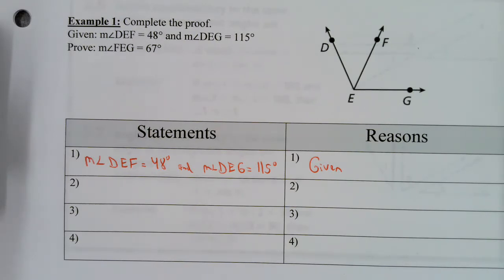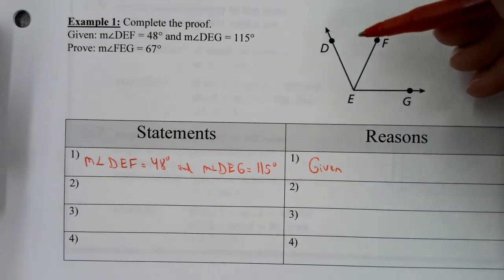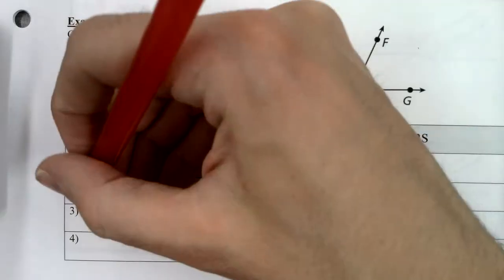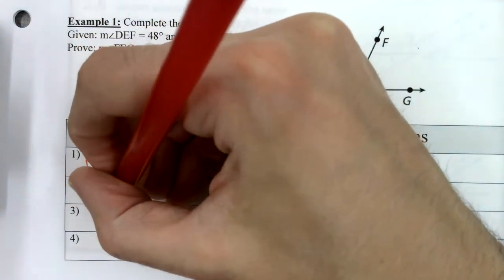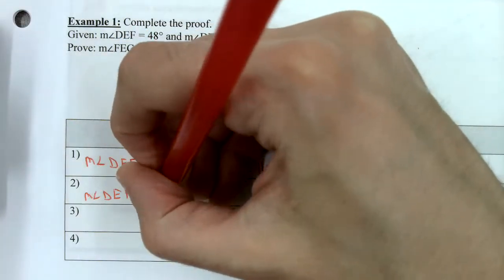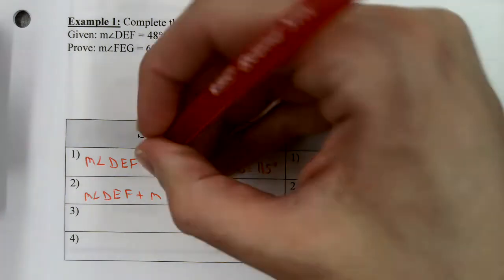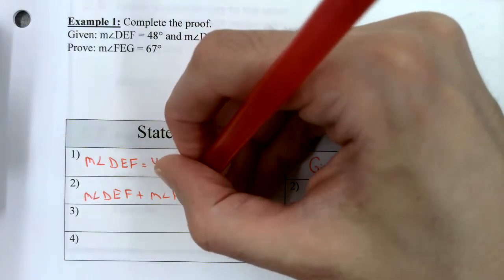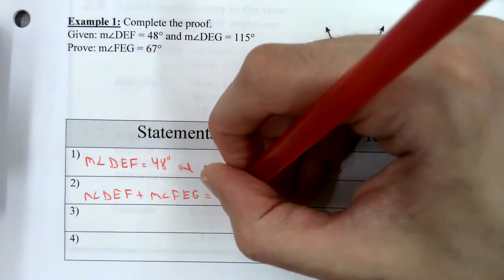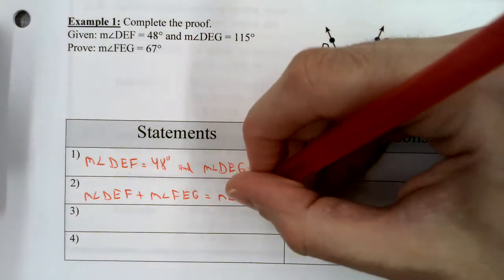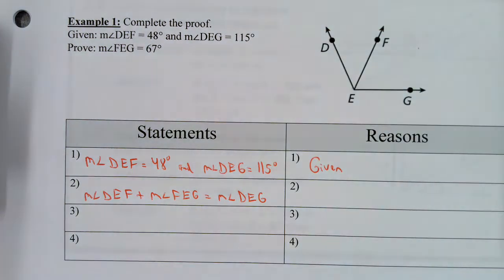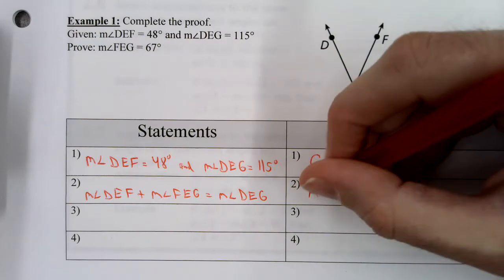For statement 2, I am going to use the angle addition postulate. I am going to say that the measure of angle DEF, that small angle, plus the measure of angle FEG, this other semi-small angle, equals the measure of the entire angle, which is the measure of angle DEG. And again, that is the angle addition postulate.